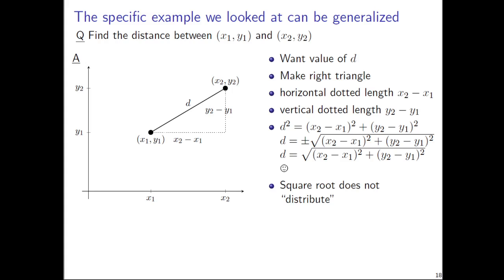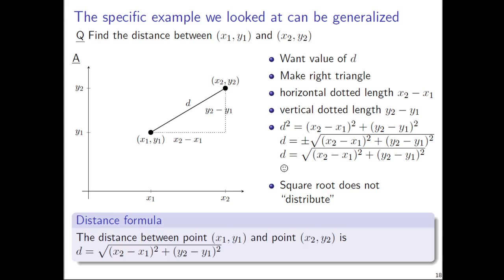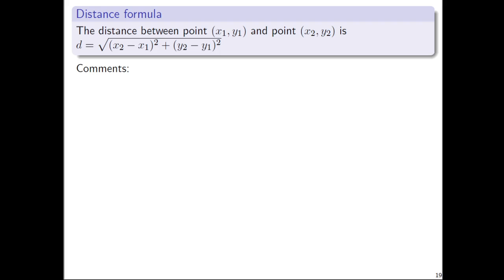Just recall again that the square root sign does not distribute. And so what we have made here is the distance formula. The distance between a point 1, which would be x1, y1, and a point 2, which would be x2, y2, is d equals the square root of (x2 minus x1) quantity squared plus (y2 minus y1) quantity squared.